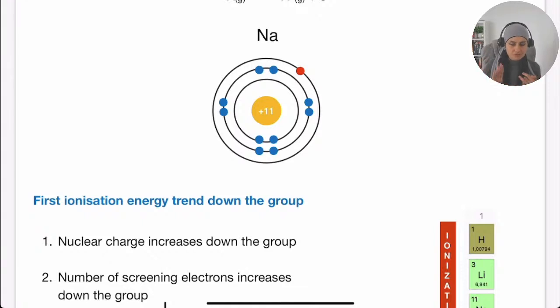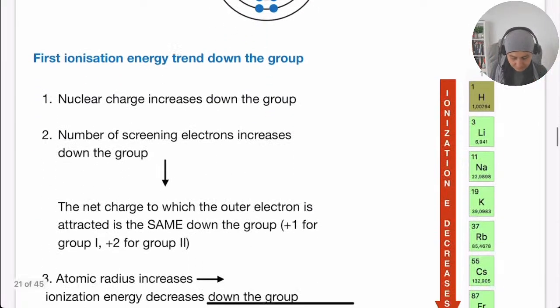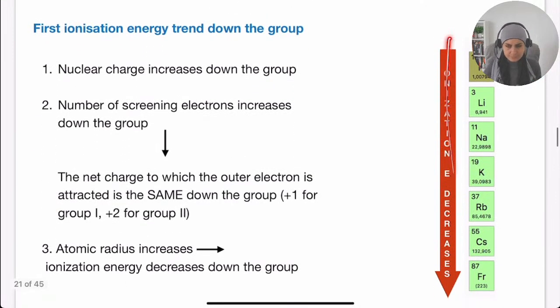So charge of the nucleus, shielding, and another factor that affects the attraction is the distance of this electron from the nucleus. The further away it is, the easier it is to remove. Keeping in mind those 3 factors, let's see. As we go down the group, nuclear charge increases, because we get more protons as we go down the group. So we would think that probably that means that it becomes more difficult to remove an electron. But what else changes? The number of screening electrons also changes.